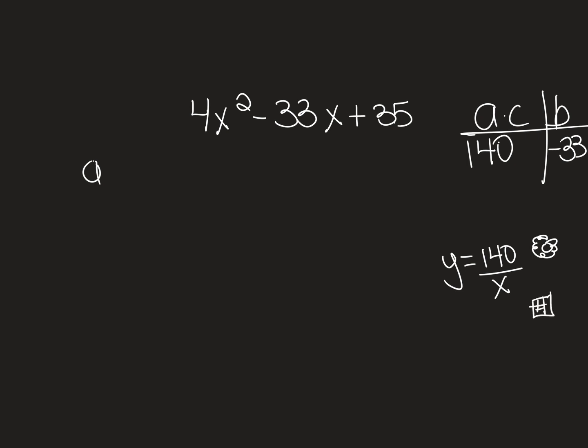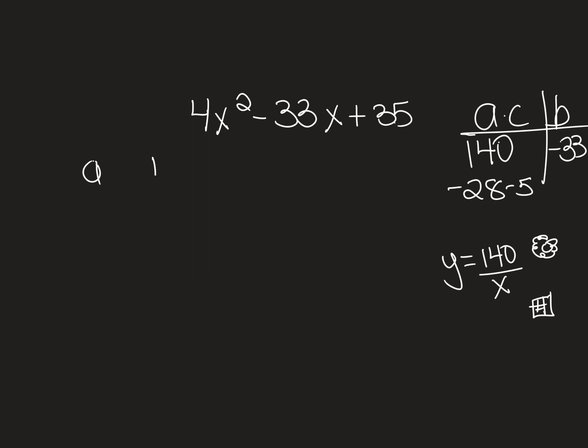So we're looking for two factors. Hopefully I've given you enough time, and you should have come up with 28 and 5. Is that what you came up with? 28 and 5. As you know, when they multiply together they need to give a positive 140, but when they're added together, negative 33. So both of these are going to be negative.